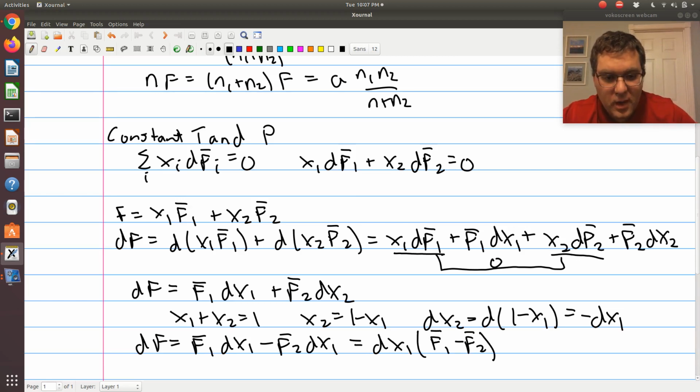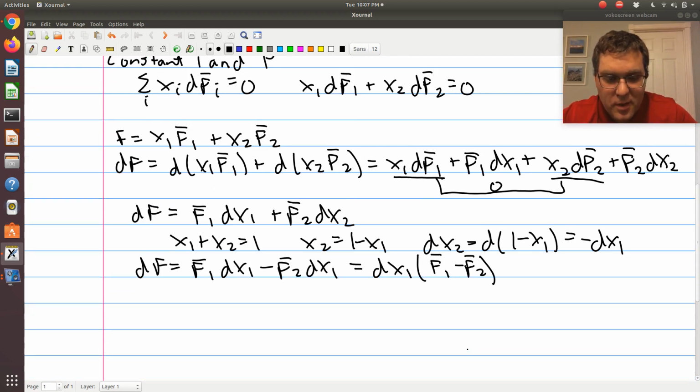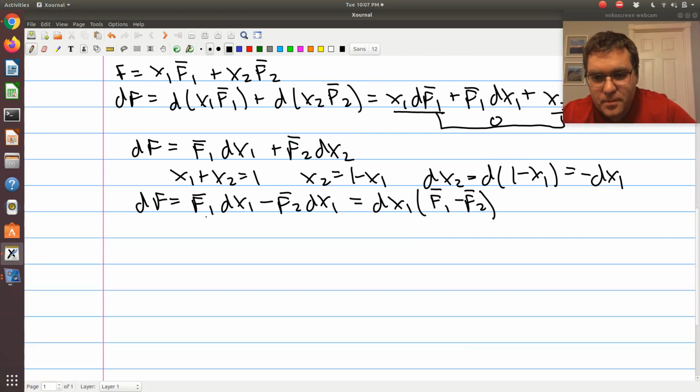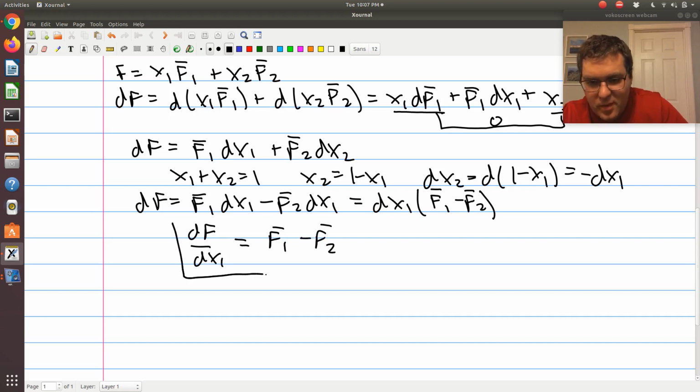Cool. And then the last step here: dF is equal to dx1 times F bar 1 minus F bar 2. So if I divide by dx1, I have dF/dx1 is equal to F bar 1 minus F bar 2. I'm going to box that in because we're going to build off of this.